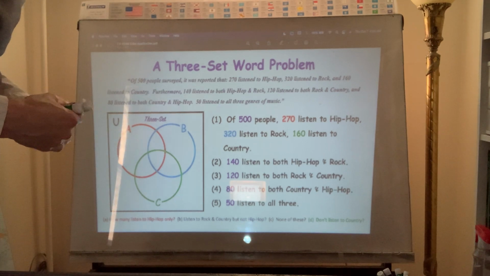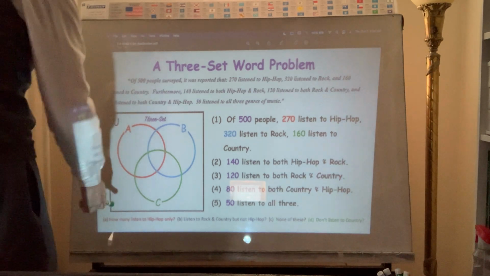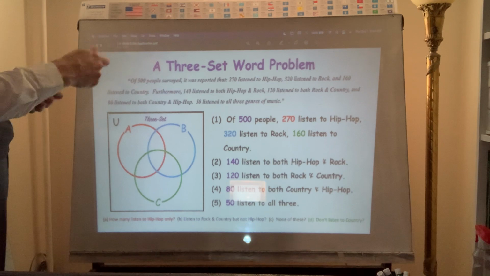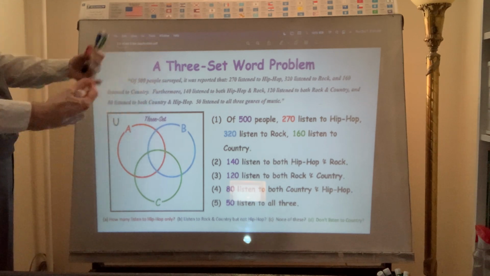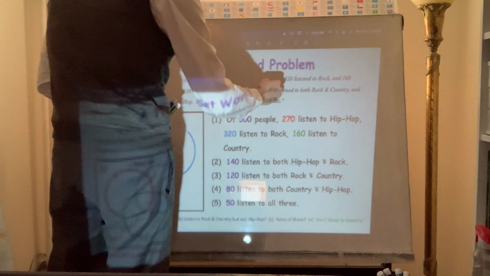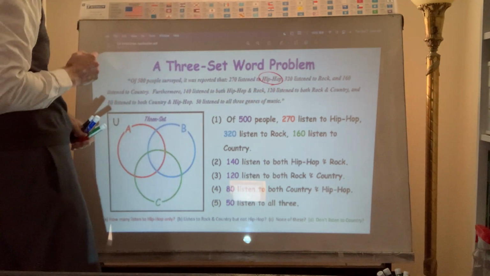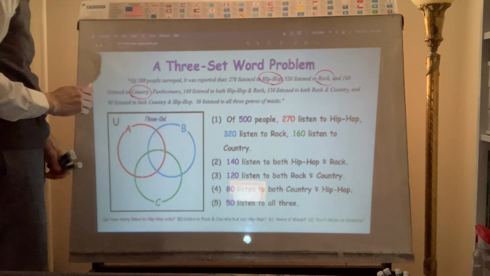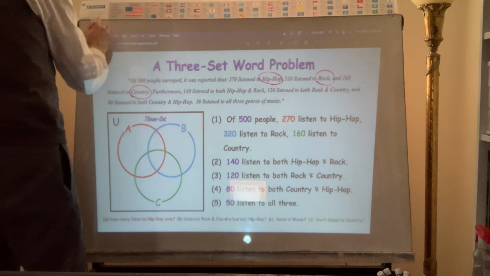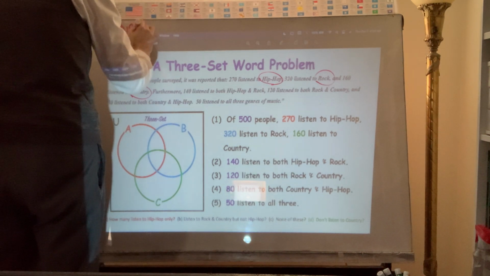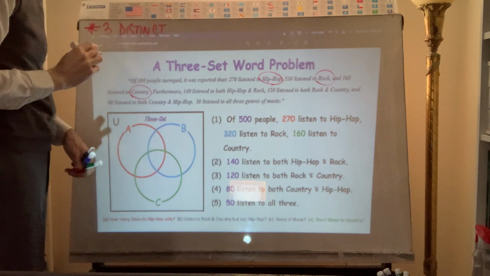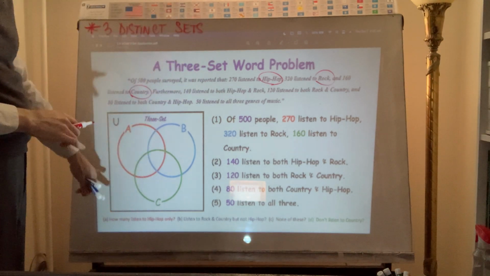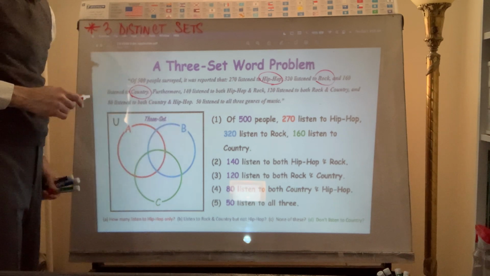Now, if you didn't have the inkling that this was a three-set situation, one thing you can do as you try to translate the word problem into something useful is take note of the subjects. They're talking about three genres of music: hip hop, rock, and country, respectively. So those are three distinct things, which you could designate as such. A, B, and C is probably the easiest thing.